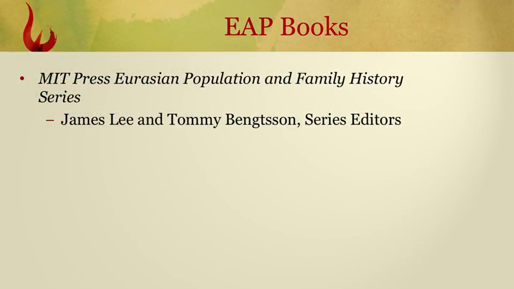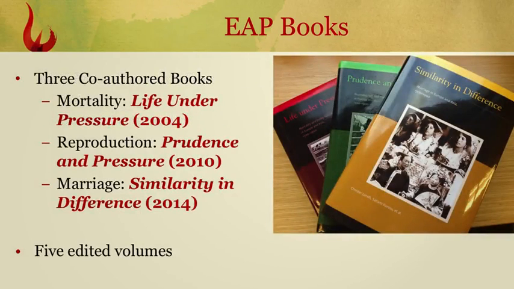This group, in addition to 5 edited volumes, has produced 3 co-authored, not edited, but co-authored books working together. One on mortality, Life Under Pressure, published in 2004. One on reproduction, Prudence and Pressure, published in 2010. And one on marriage, Similarity and Difference, just published late last year in 2014.